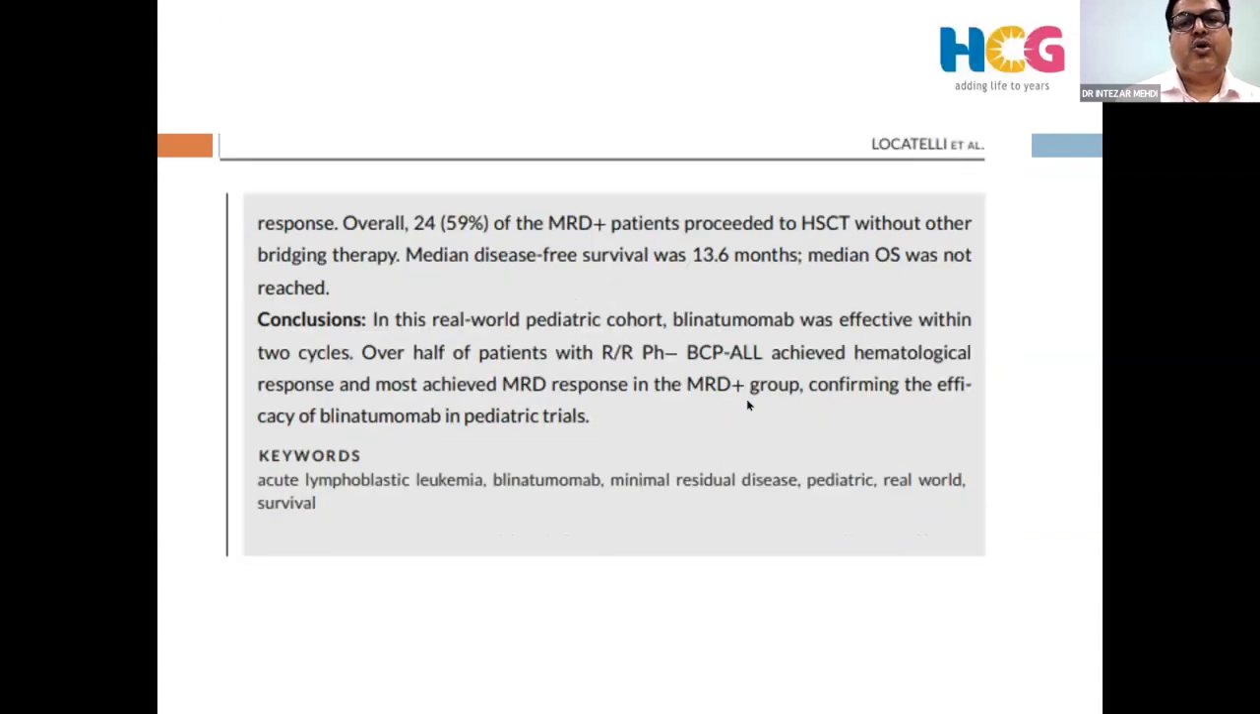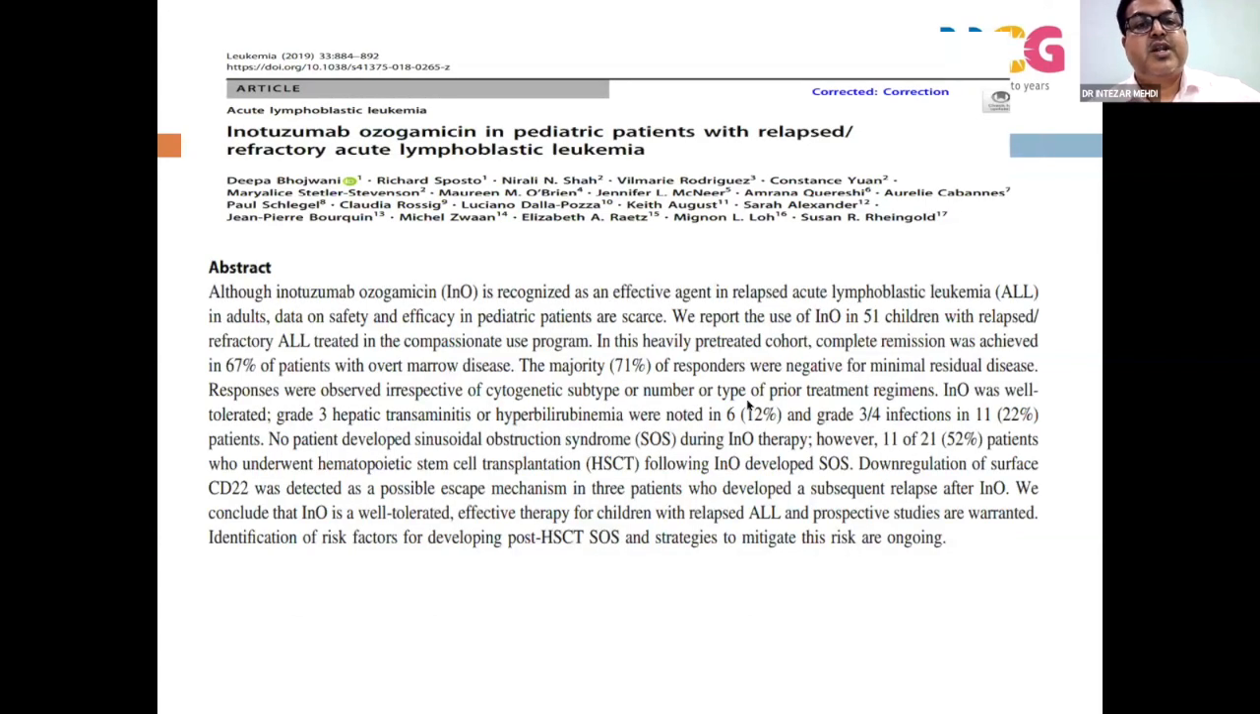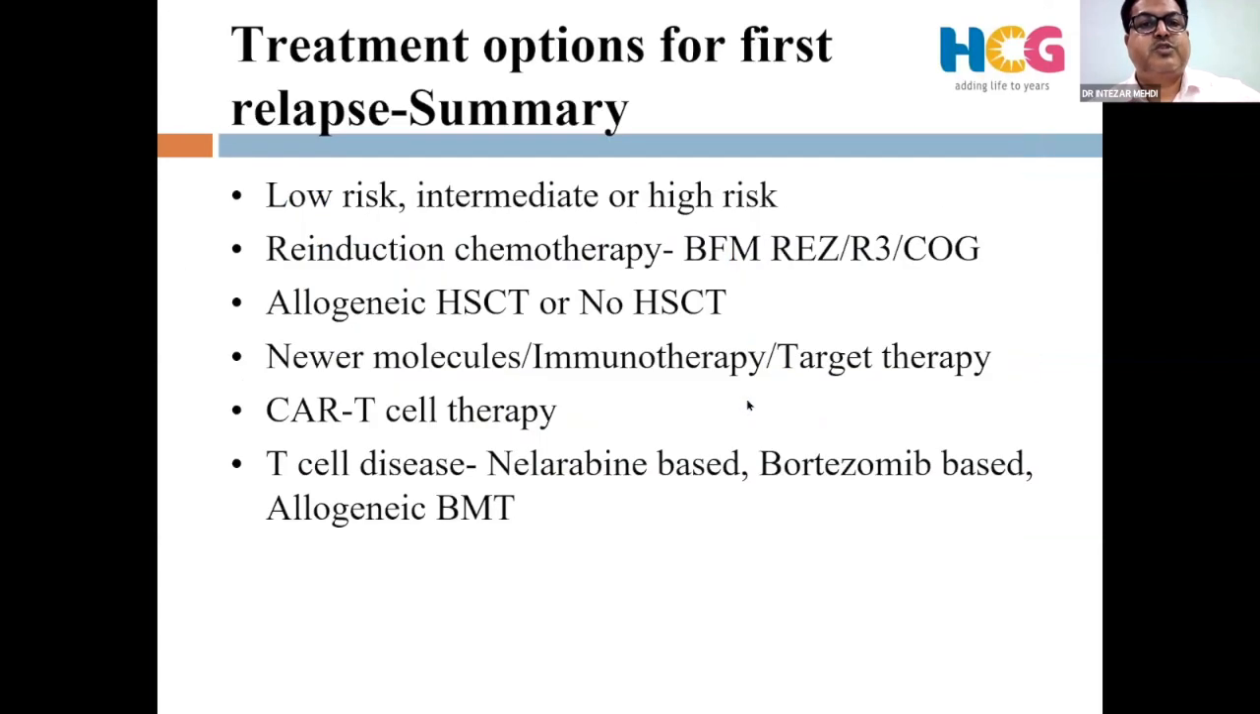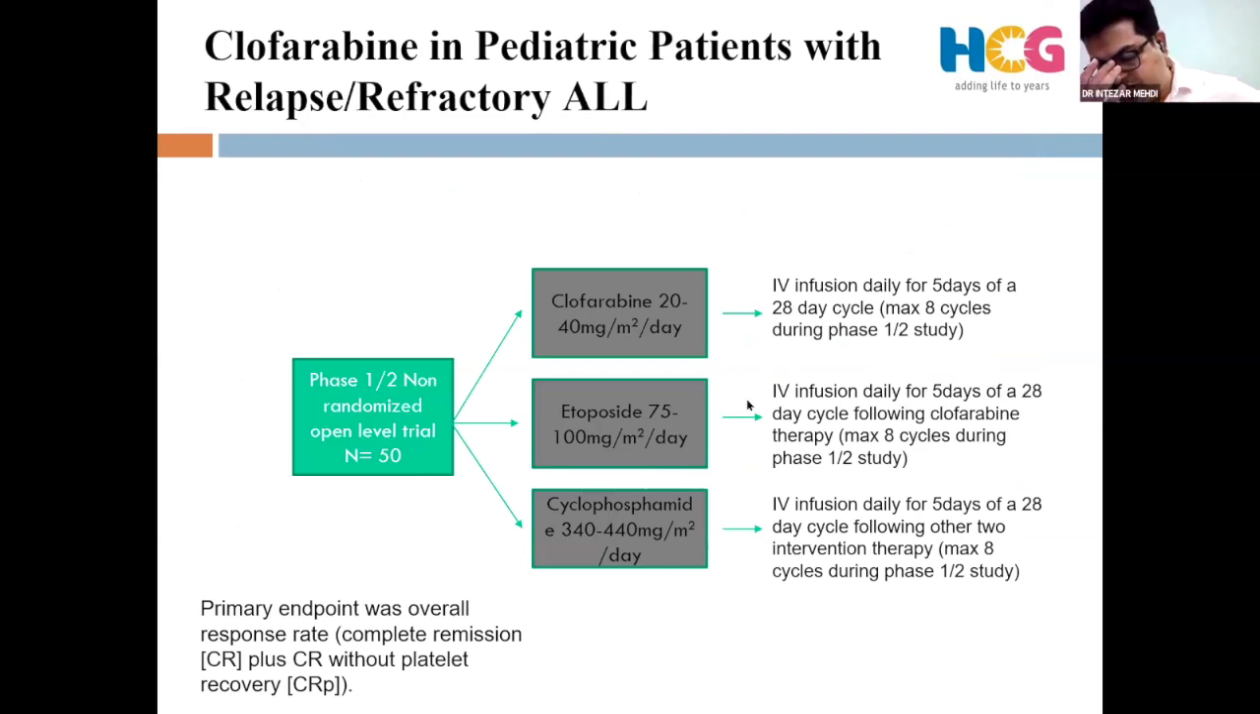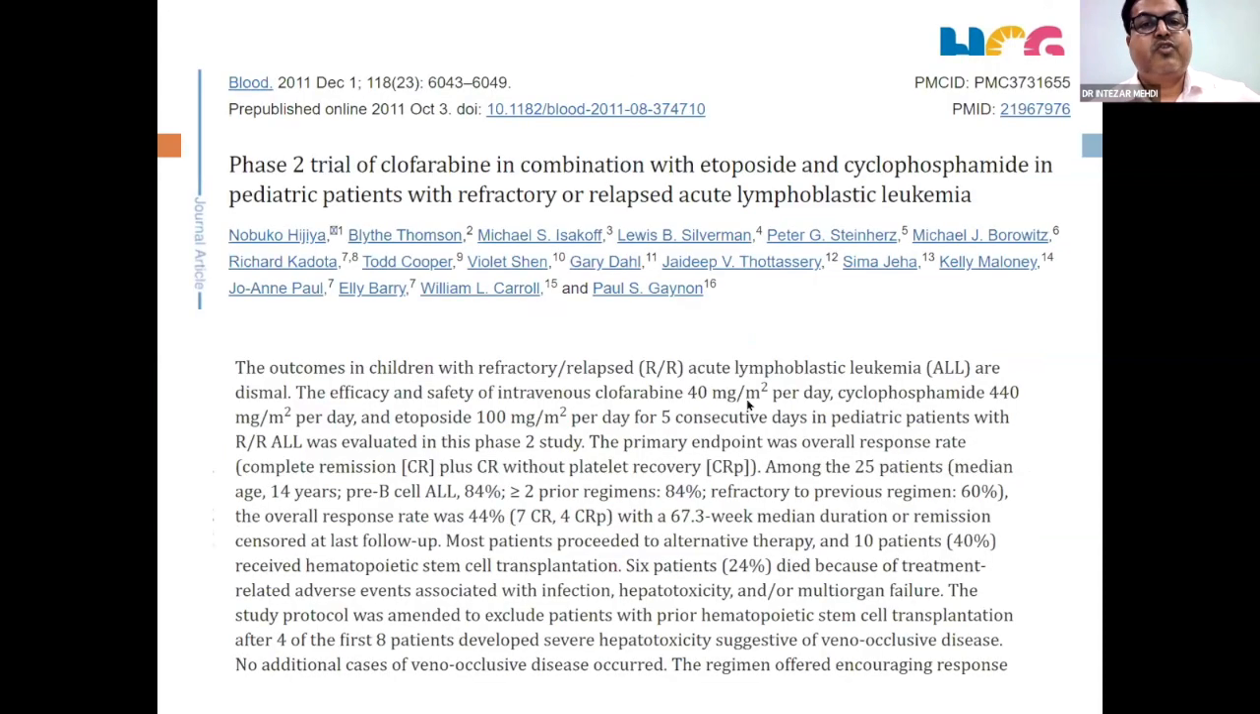And they showed that overall about 59% of the MRD positive patients proceeded to transplant. Median disease-free survival was about 14 months. Median overall survival was not reached. So significant improvement. Similarly, for inotuzumab also there have been various papers. Now, for those patients where there is no access to inotuzumab or blinatumomab, we continue to use clofarabine based on this paper, which showed significant improvement, as you can see in 2011.